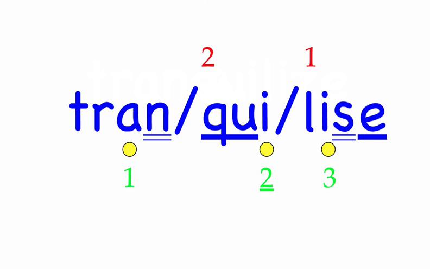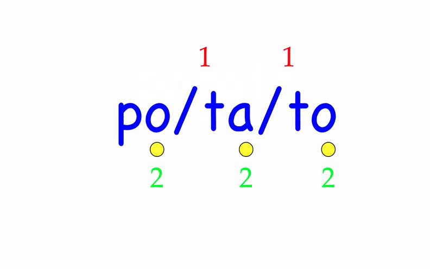And our final word, potato. I would like a potato for dinner. Potato has 3 syllables. First syllable po, 2 sounds: p, o. Ta, 2 sounds: t, a. To, 2 sounds: t, o. Potato. Mark the word. This completes the dictation of words from lesson 481.